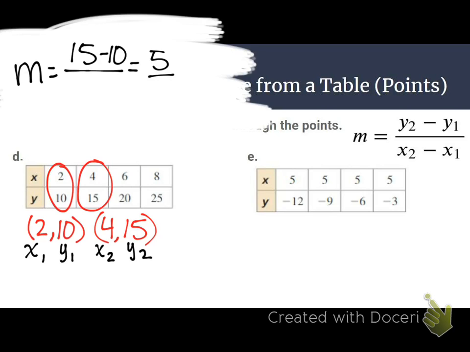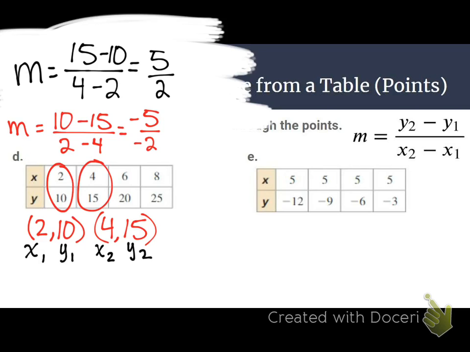So if you were to have done 10 minus 15 on top, your bottom would have to be switched also. So if we're doing x2 first, that's going to be our 4 minus 2. 4 minus 2 is 2. Now, let's look at it if we'd done it the other way. If we had done 10 minus 15 on top, what would we have to do on bottom? 2 minus 4. 10 minus 15, what does that give me? Negative 5. And 2 minus 4? Negative 2. A negative over a negative becomes a positive. So it'd be equals 5 over 2. So it's the same thing.